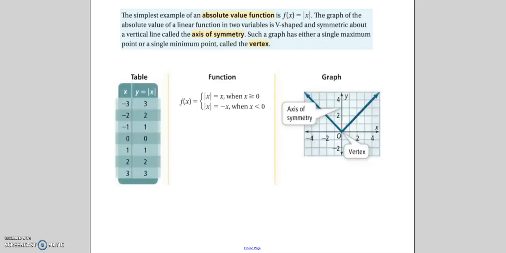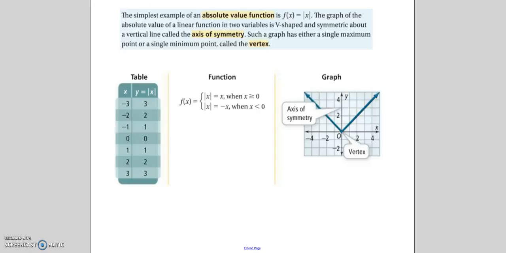So the simplest example of an absolute value function is f of x is equal to the absolute value of x. The graph of the absolute value of a linear function in two variables is V-shaped and symmetric about a vertical line called the axis of symmetry. Such a graph has either a single maximum point or a single minimum point, which is called the vertex.